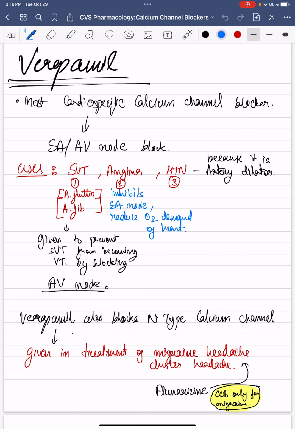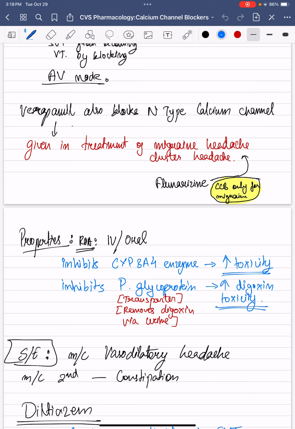Verapamil also blocks N-type calcium channels. We read about N-type calcium channels just 2 pages ago; they are present on neurons, and they lead to an increase in pain. So verapamil can also block the N-type calcium channel like other drugs, like ziconotide, which was a painkiller. So verapamil can also be given in treatment of migraine headache and cluster headache.